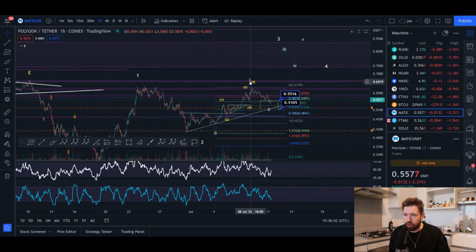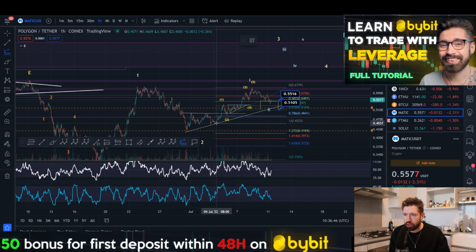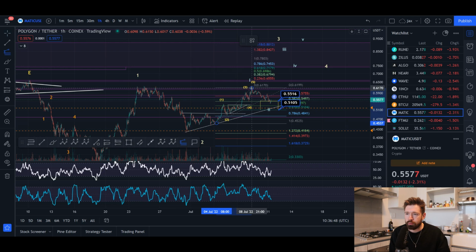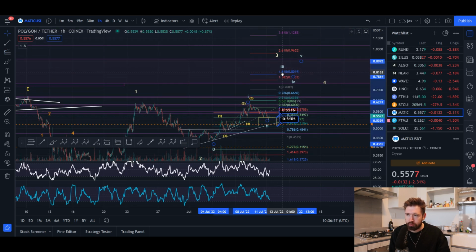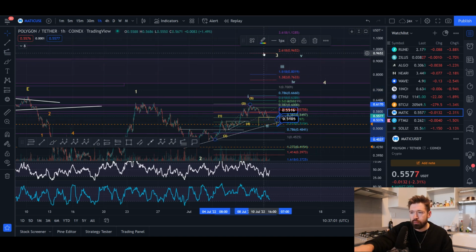But if this is your wave 1 within your wave 3, what you can do is take your trend-based fib extension from the bottom of wave 1 up to the top, down to the bottom of the wave 2. If this were to be the bottom of the wave 2, it can retrace deeper here. Then you would target the 1.618 coming at 80 cents, put in that wave 3, put in your wave 4, put in your wave 5 to reach that larger wave 3 target for Matic.